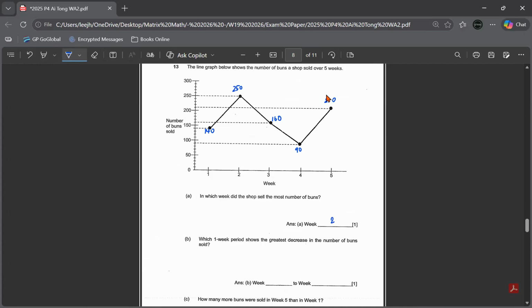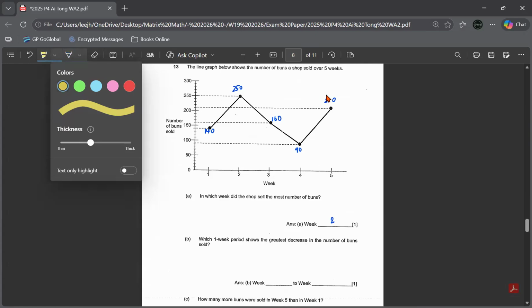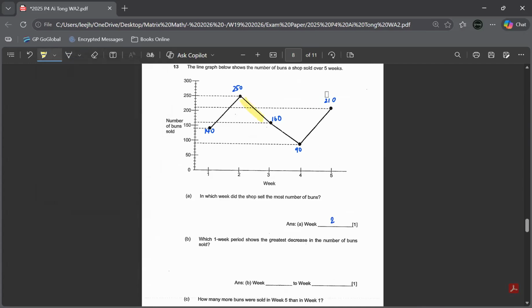Question B: which 1 week period shows the greatest decrease in the number of buns sold? When you look at your graph, decrease means when the line graph goes down. So there's a decrease here, and there's another decrease here. We need to see which 1 week period shows the greatest decrease. From week 2 to week 3, we can see that there's a difference.